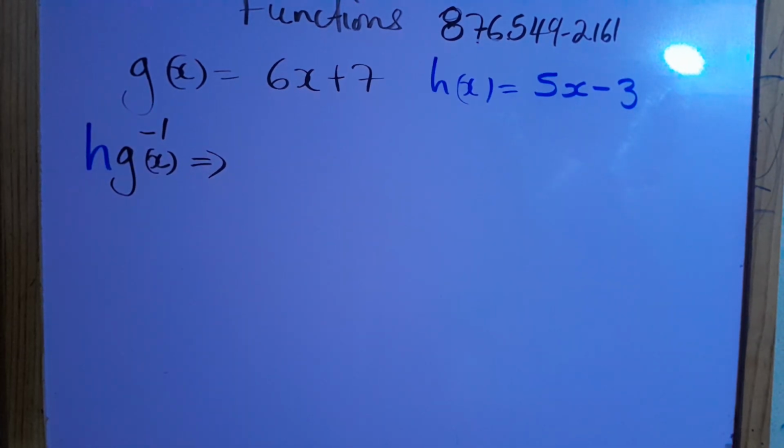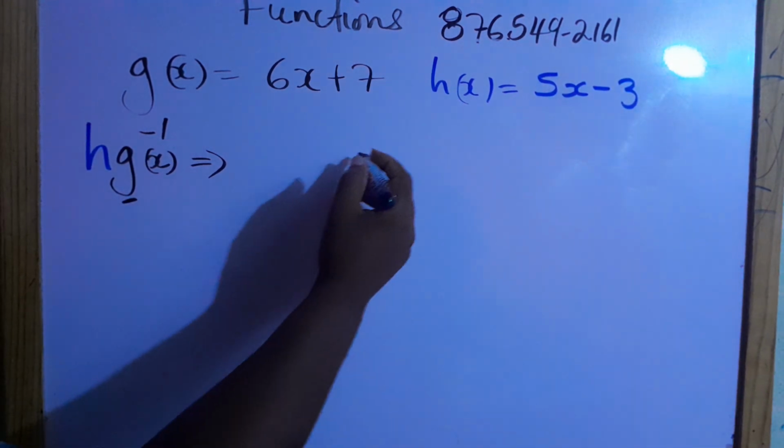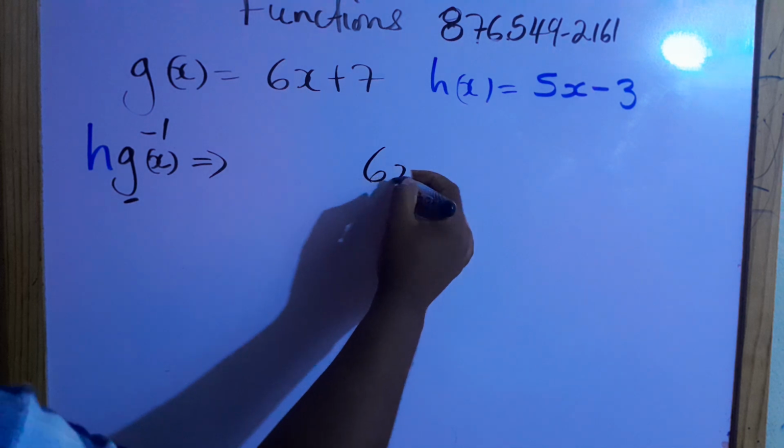Alright, so we have g of x is equal to 6x plus 7, h of x is equal to 5x minus 3, and we want hg inverse of x. So all we have to do, guys, it's not hard. All we have to do is find the composite. So we can find g, which is 6x plus 7.